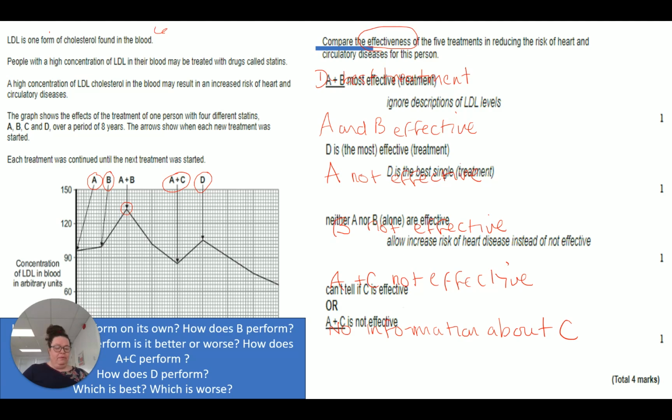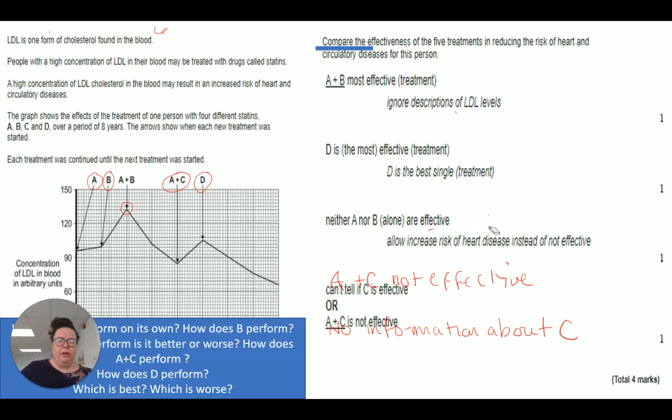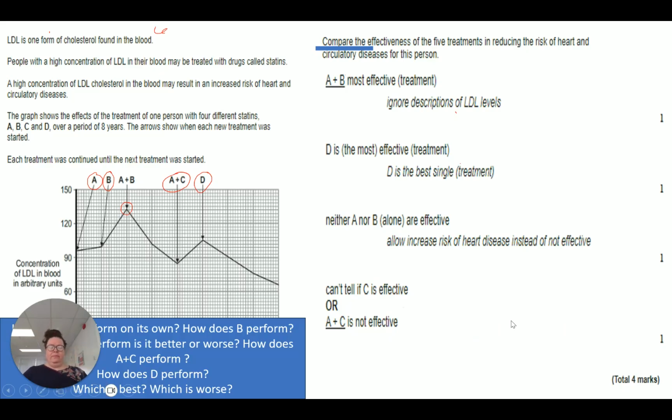Okay, I'll rub out those red bits so you can see it properly. There we go. Right, so first one, A and B most effective. D is the best single treatment, or D is the most effective there. Neither A or B alone are effective. And cannot tell if C is effective, because we don't have any information about C. Okay, so if you need to pause the video and jot any of those down, that's absolutely fine. If not, we're going to go on to the next one.